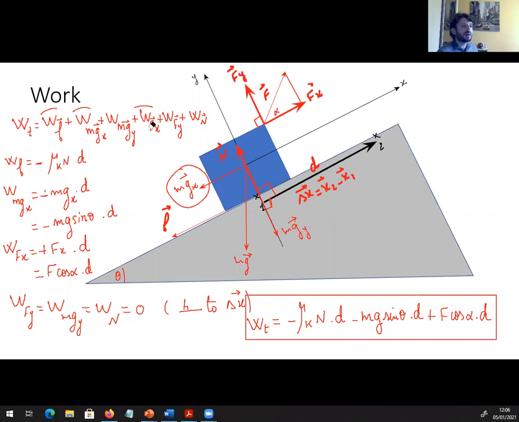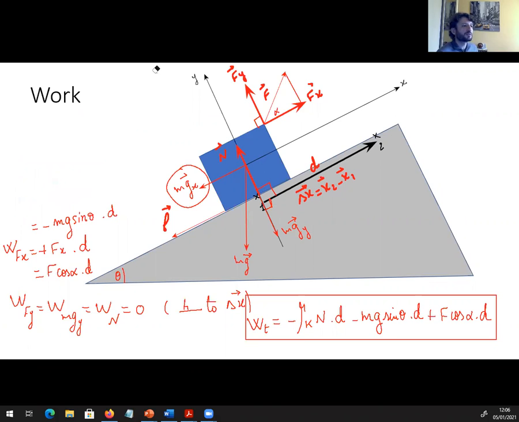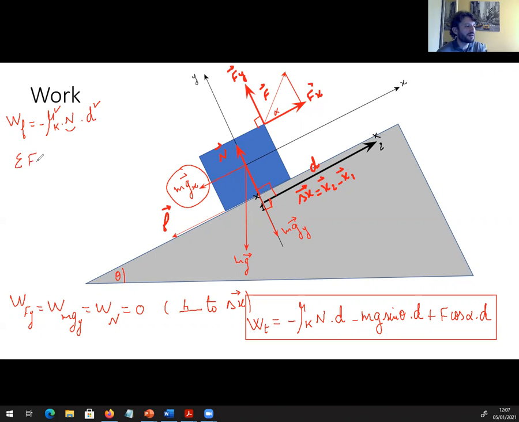Now, if I want to calculate any one, for example n, I look at omega f equals minus mu kinetic times n times d. We have the coefficient as a given value, and we have the distance, so we have to calculate n. To calculate n, you have to do the projection in terms of the y-axis. We have to do the summation of forces; the summation of Fy equals 0.